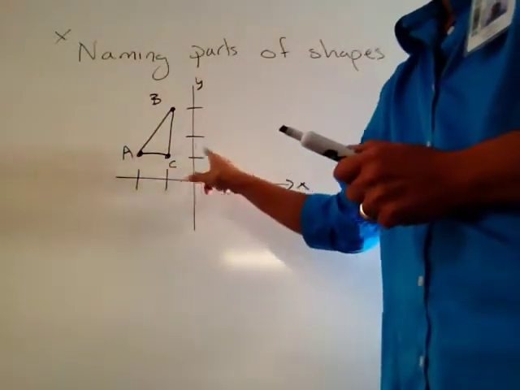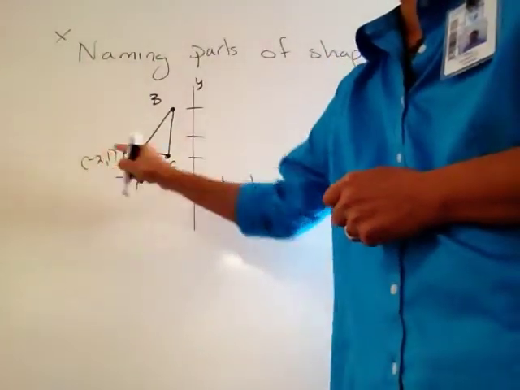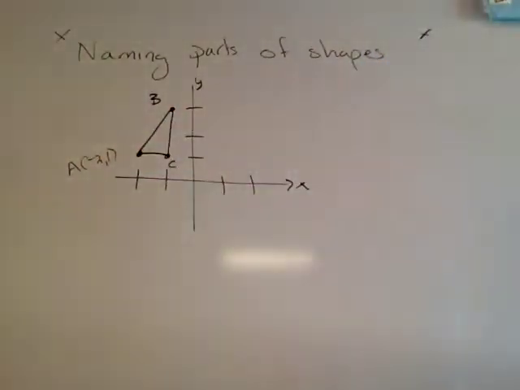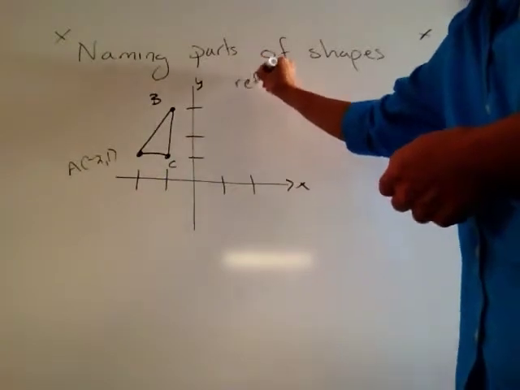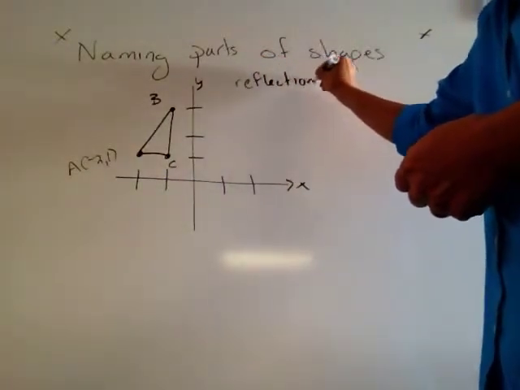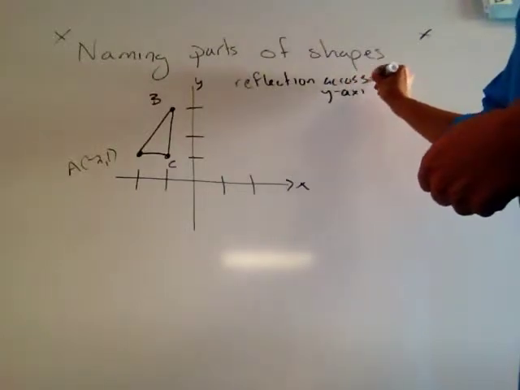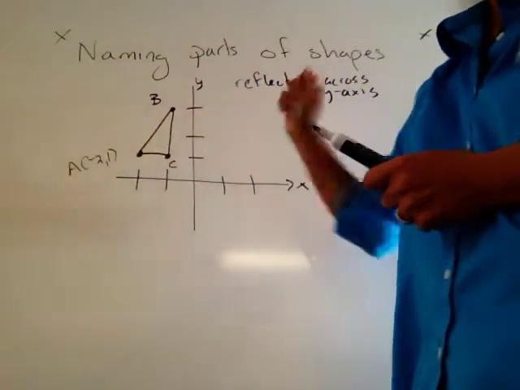For example, this point is -2, 1, and that's point A. Sometimes we put the A right in front of it, so that's referring to that point. Let's say we want to do a reflection across the y-axis. What that does, remember, you can kind of think about it as flipping over, right?